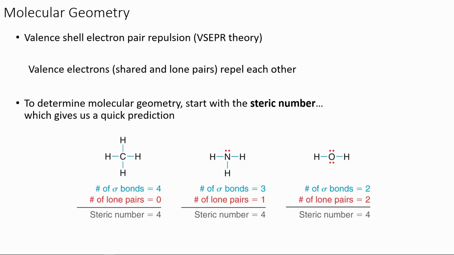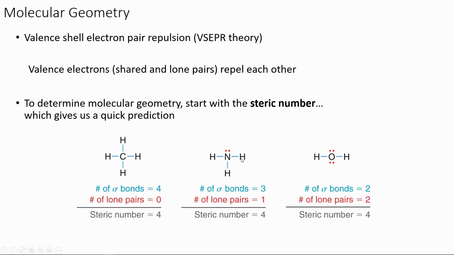In general, we can identify the molecular geometry of a molecule by using the steric number. You can calculate the steric number by adding the number of sigma bonds, so not pi bonds, sigma bonds only, to the number of lone pairs. So for methane, we have 4 sigma bonds, 0 lone pairs, steric number 4.